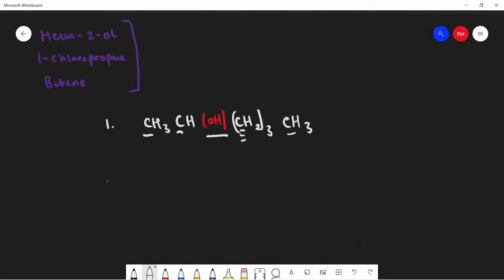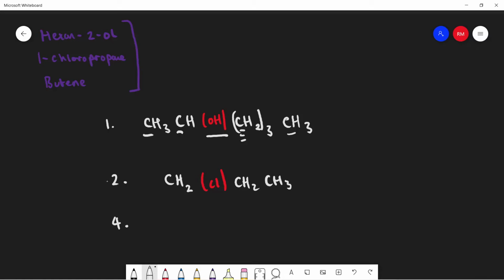Now what about chloropropane? Well, first, it's on the first carbon, right? So we're going to have our CH2, then we're going to have our chlorine. When it comes to chlorine, you can draw it like this, or you can draw it in the brackets, it doesn't matter. When you have a halogen like this, and then we can draw our CH2, CH3.